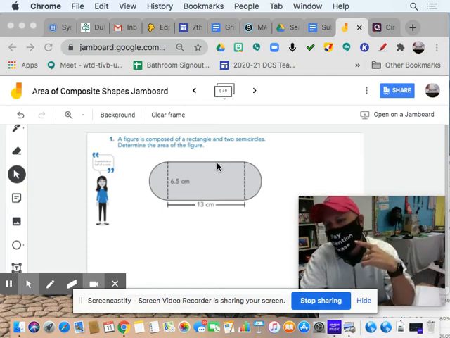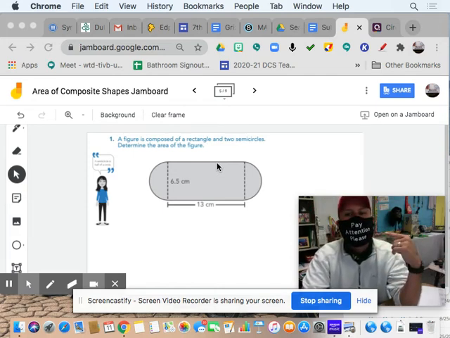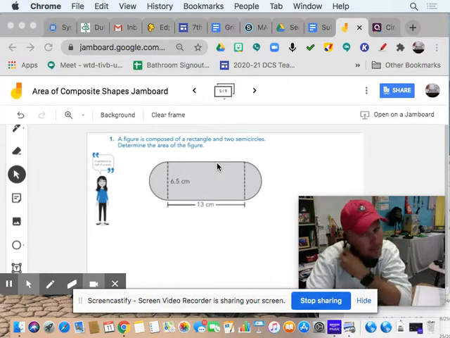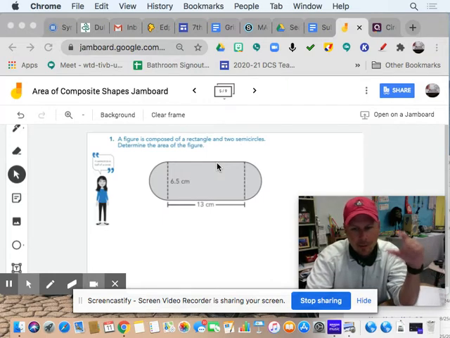All right, howdy. So I do need you to pay attention to this guy. So pay attention, please. This is going to be a good lesson. What we're going to do today is work on finding the area of some composite shapes.